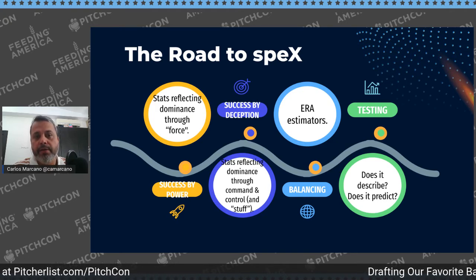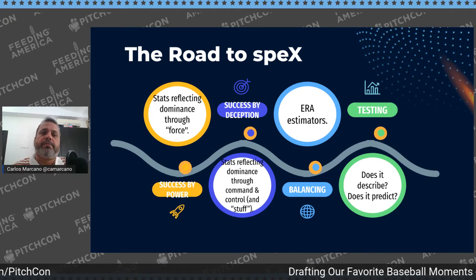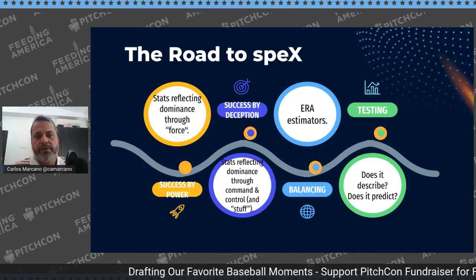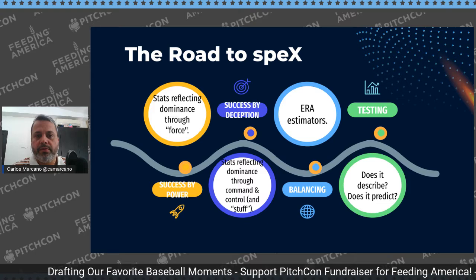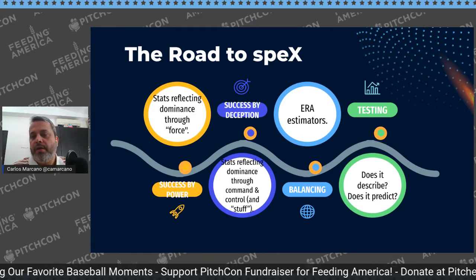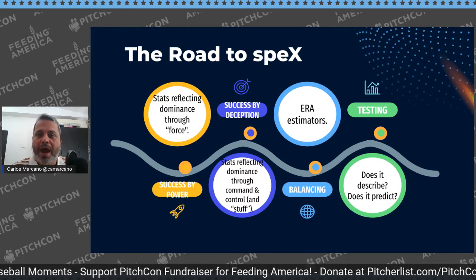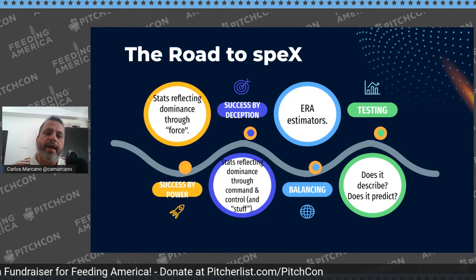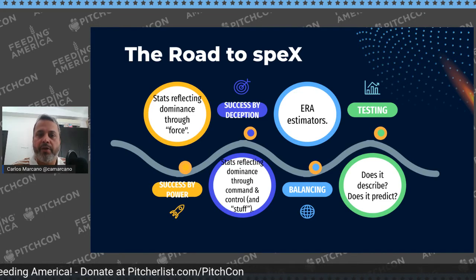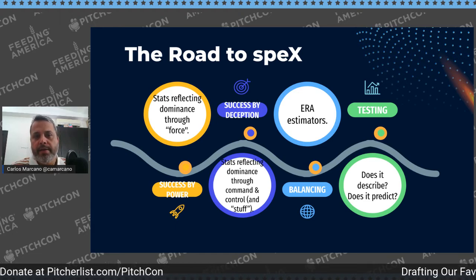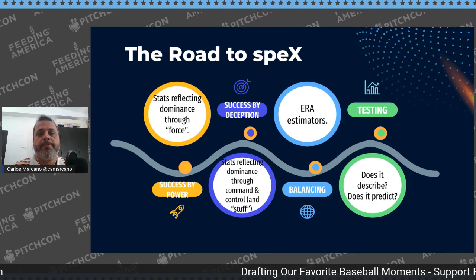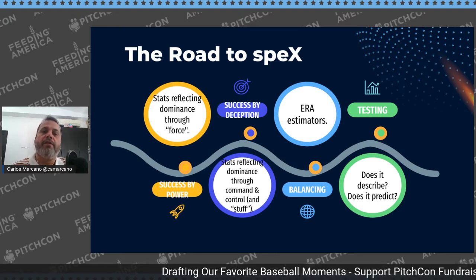and the batters, right? But also, I wanted to have something that could give us success by deception, command and control, things that show how a pitcher that does not necessarily have success by overpowering batters, but using other ways for it, and balancing of this stuff.